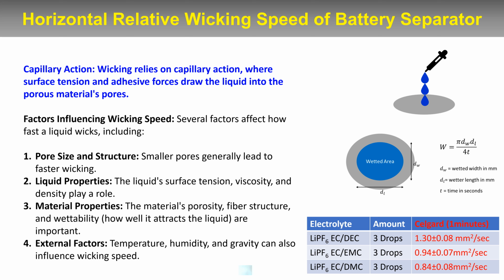So this is how we can measure the horizontal relative wicking speed of a battery separator. If you want to measure the vertical relative wicking speed of the separator, you have to see my other video.